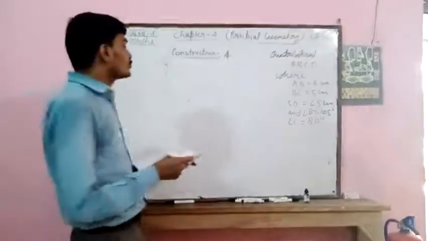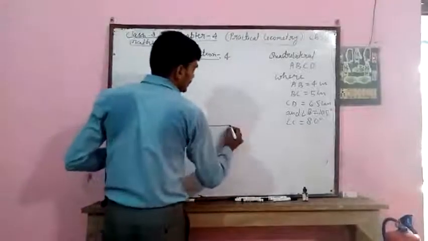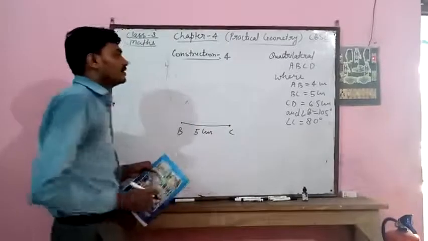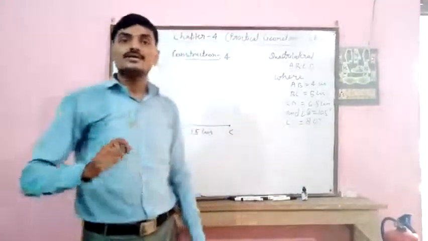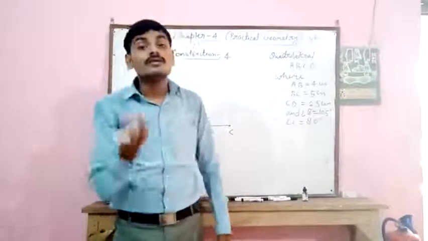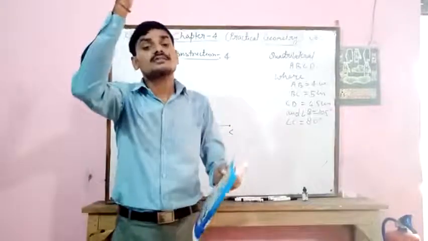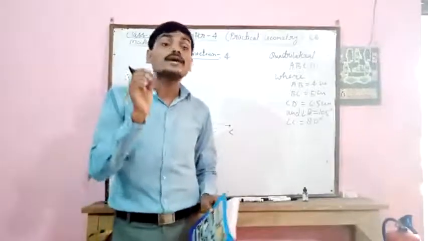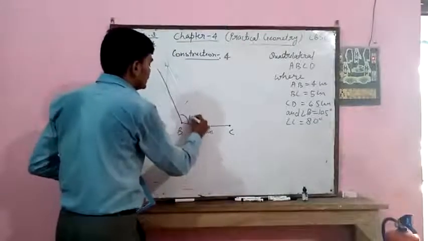So first of all you should draw BC equal to 5 centimeter. Now you have to draw the angle B 105 degree. So at B just draw the angle 105 degree. How will you construct 105 degree? First construct the 90 degree, then after that construct the 15 degree with the help of ruler and compass only. So here this will be your 105 degree.